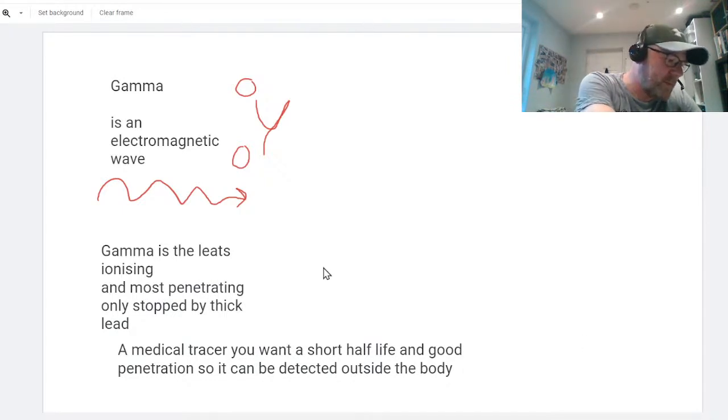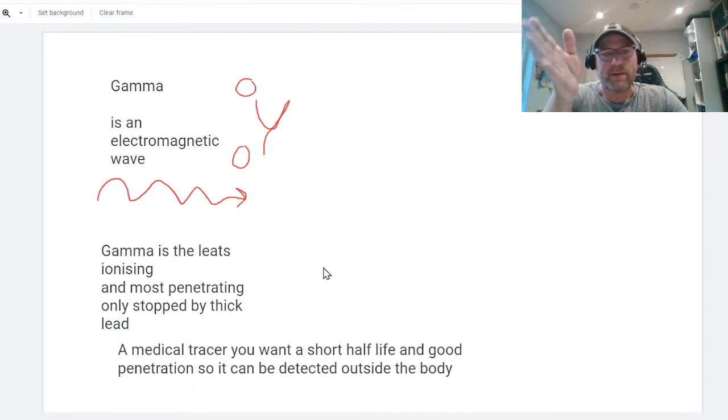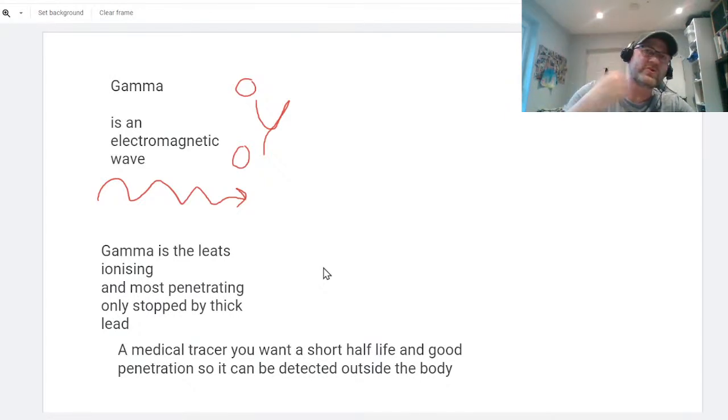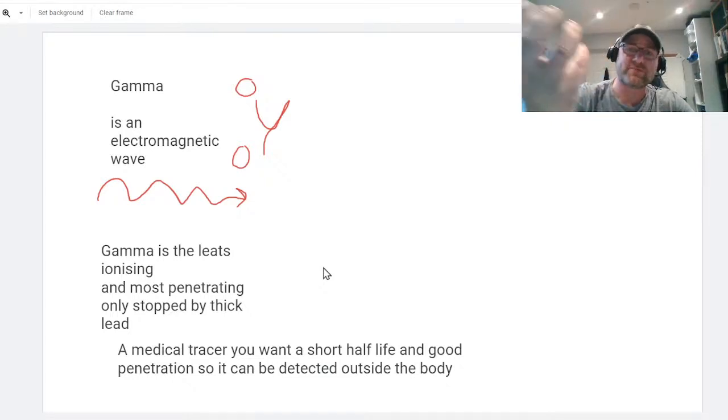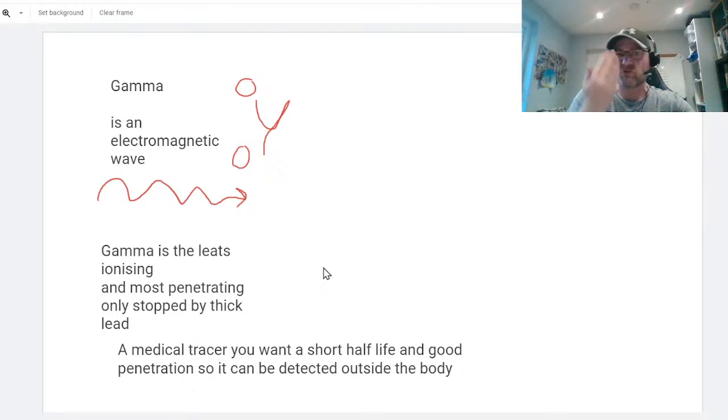Okay, a medical tracer is a pill or something that contains radioactive isotopes, unstable isotopes that will release radiation, and they can be used to trace things around your body, hence the name trace, and find certain things, and we can detect them when they're in certain things.